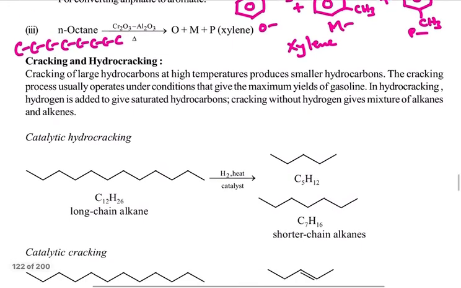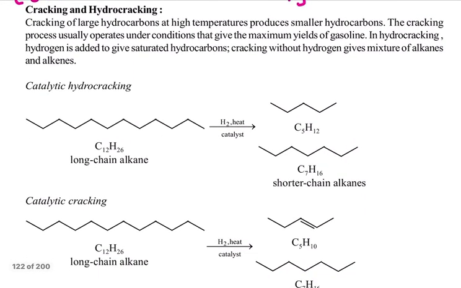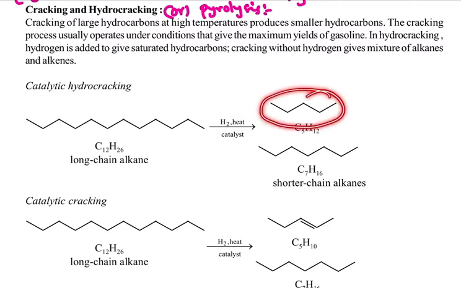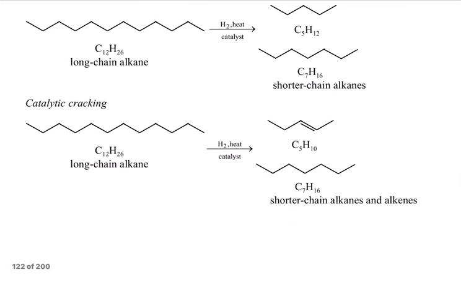Next, cracking and hydrocracking, which is very simple. When one bigger molecule is converted to simple molecules, that is called cracking, or pyrolysis by heating. If you see here, one long chain contains 12 carbons. Whenever we heat it in the presence of a catalyst, we get 5 carbons and 7 carbons, short carbon chains. This is called cracking or pyrolysis.